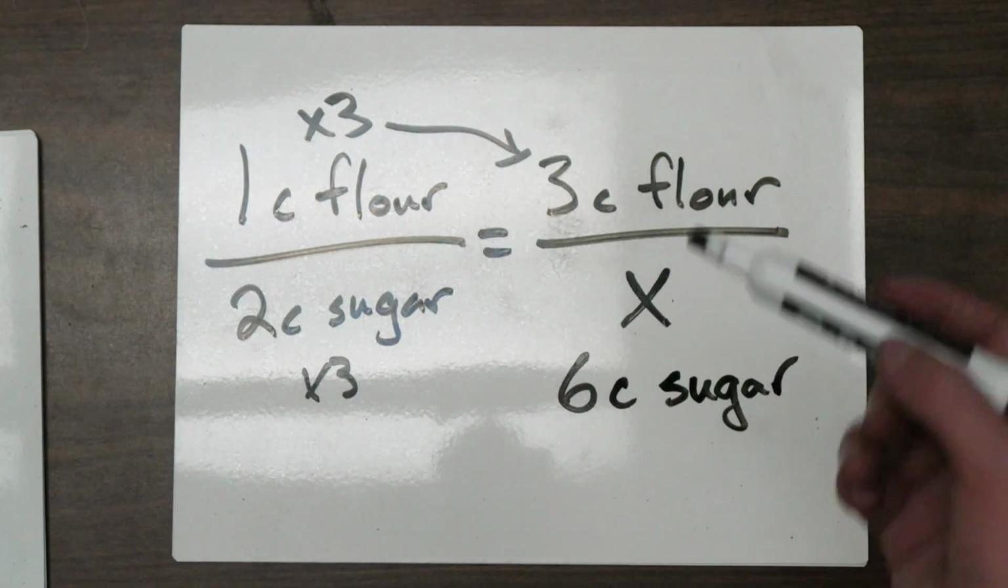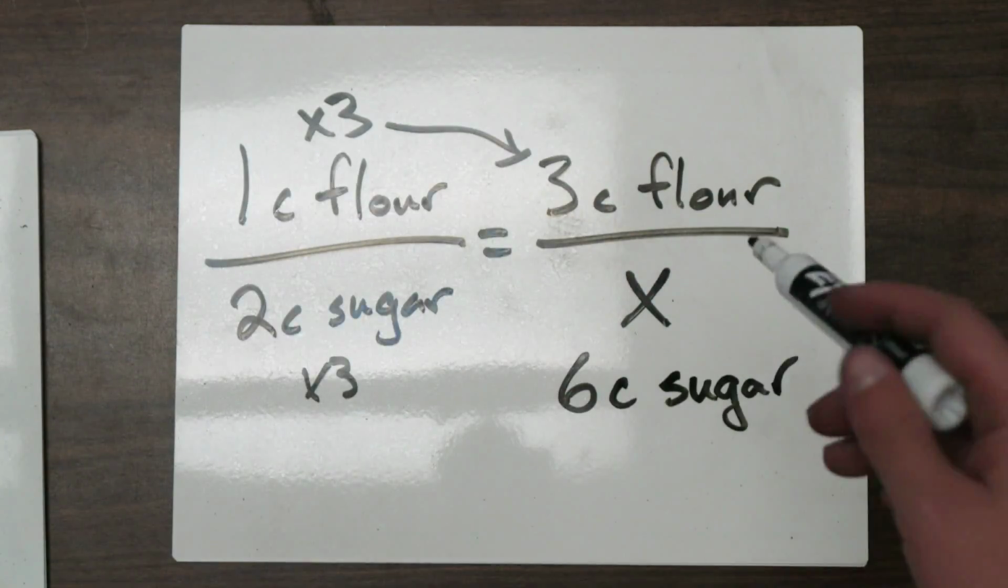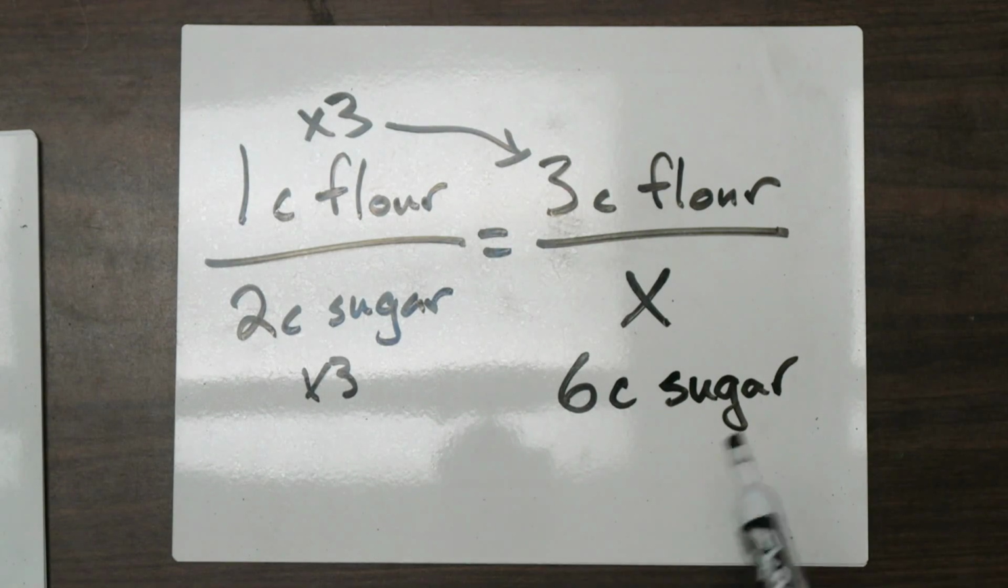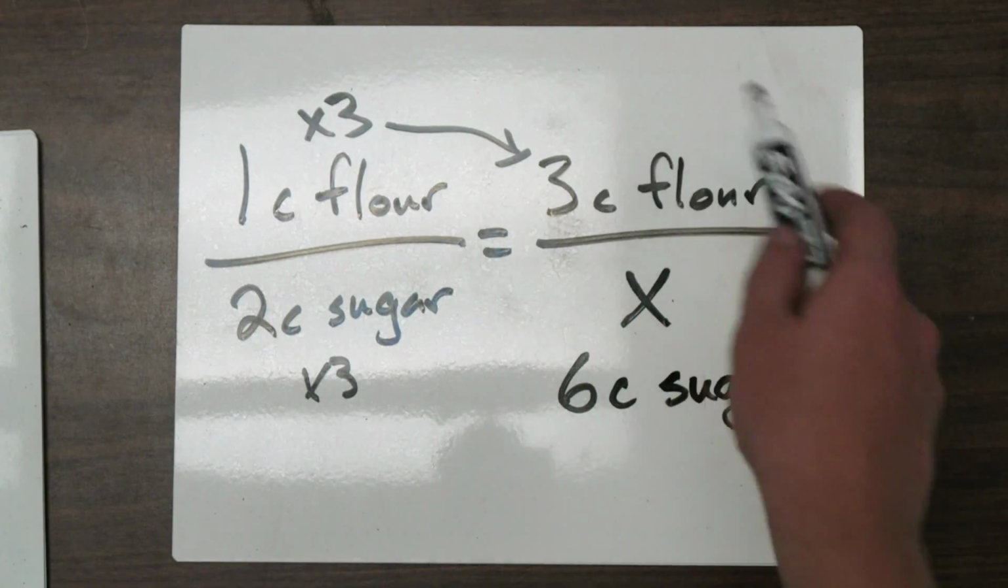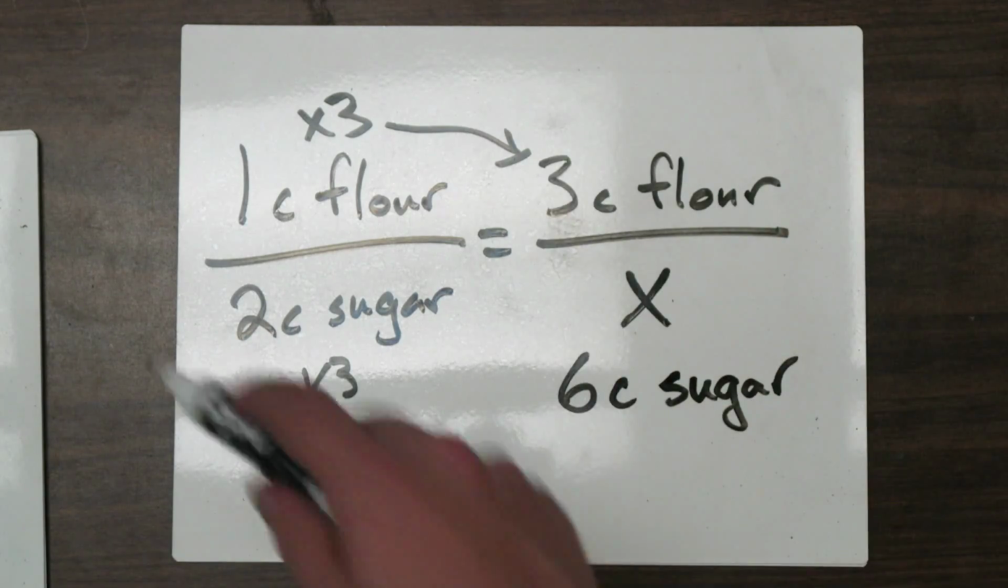I still have the same ratio. This is equal to this. This part will feed more people. But I still have the same amount of sugar compared to flour. That way, it still tastes sweet and doesn't get disgusting and gross when I feed 15 people as opposed to 5.